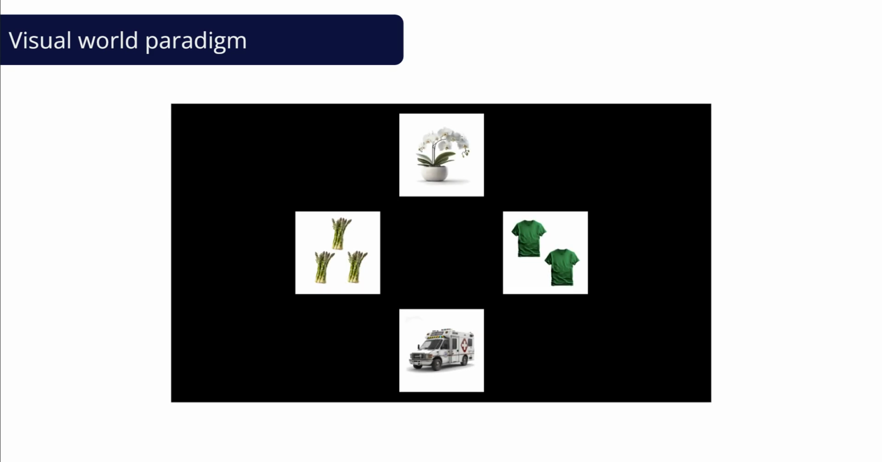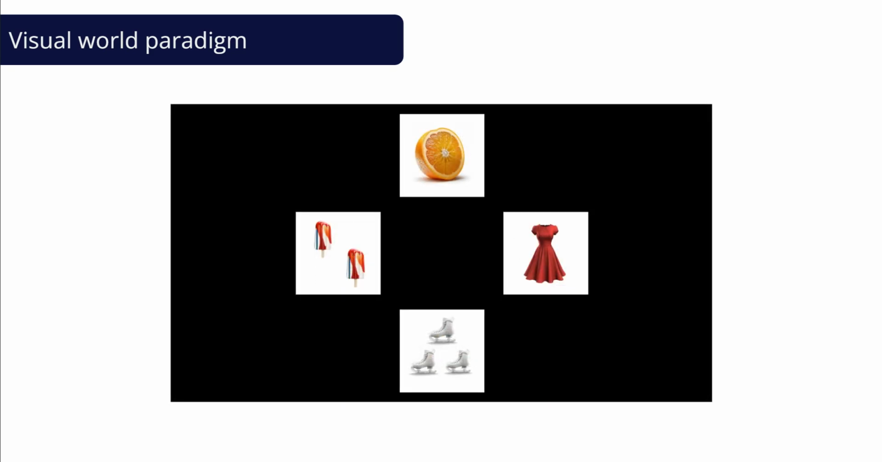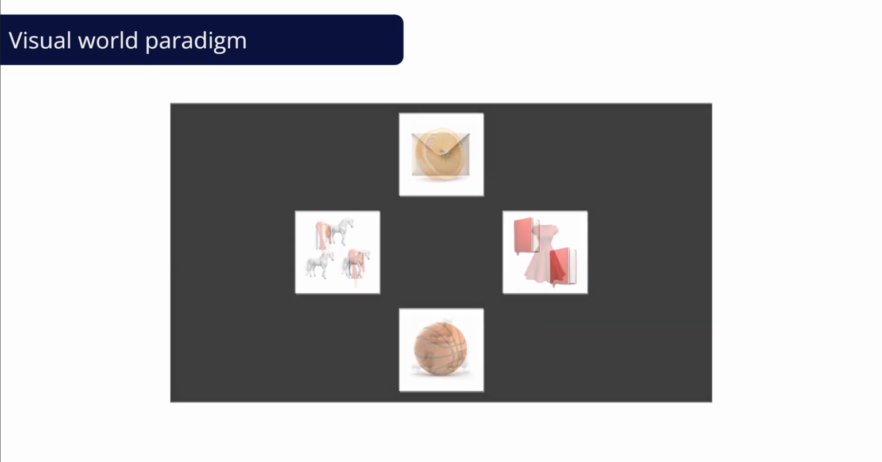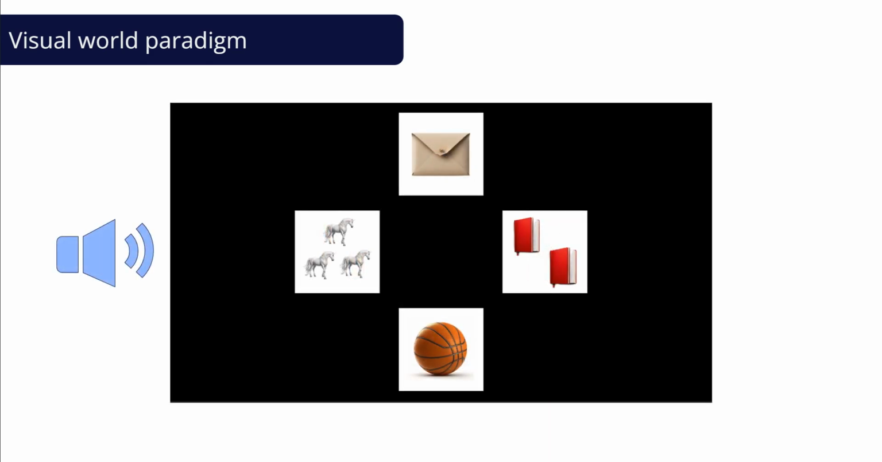The visual world paradigm is a paradigm in which a number of visual stimuli, typically ranging from 1 to 4, are presented on the screen, accompanied by audio to guide attention to a particular stimulus or component.